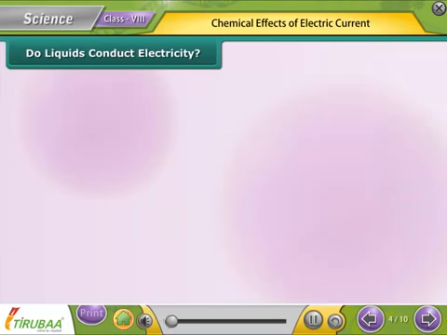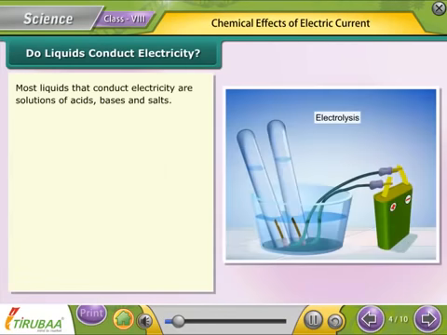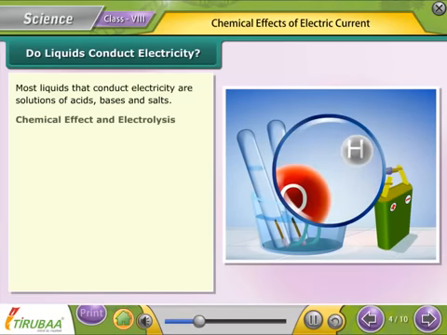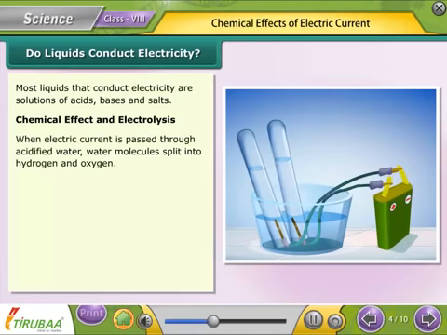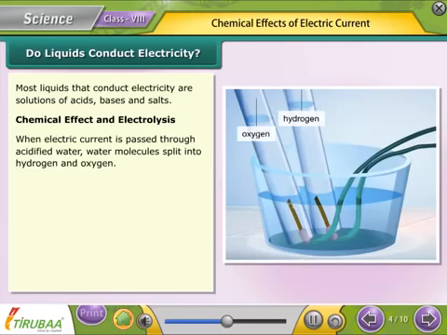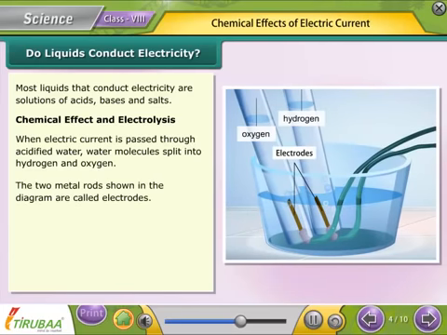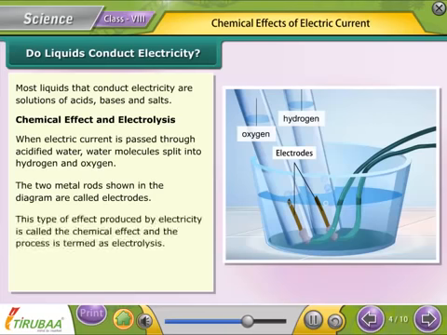Do liquids conduct electricity? Most liquids that conduct electricity are solutions of acids, bases and salts. Chemical effect and electrolysis. When electric current is passed through acidified water, water molecules split into hydrogen and oxygen. The two metal rods shown in the diagram are called electrodes. This type of effect produced by electricity is called the chemical effect, and the process is termed electrolysis.